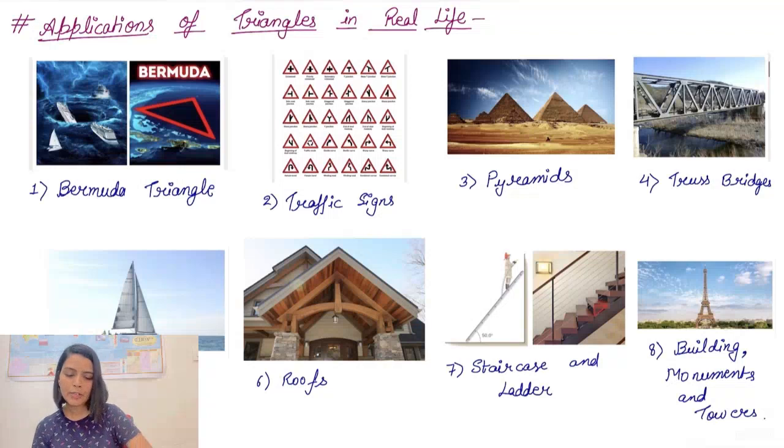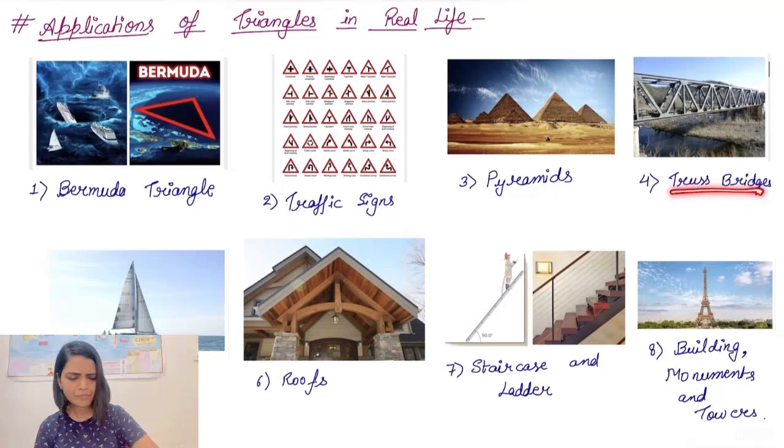Next is pyramids. A pyramid consists of 4 equilateral triangles side by side, which form a square on the base. That is, all sides of the rectangle that is formed are equal, that's why we call it a square. So a pyramid consists of 4 equilateral triangles.